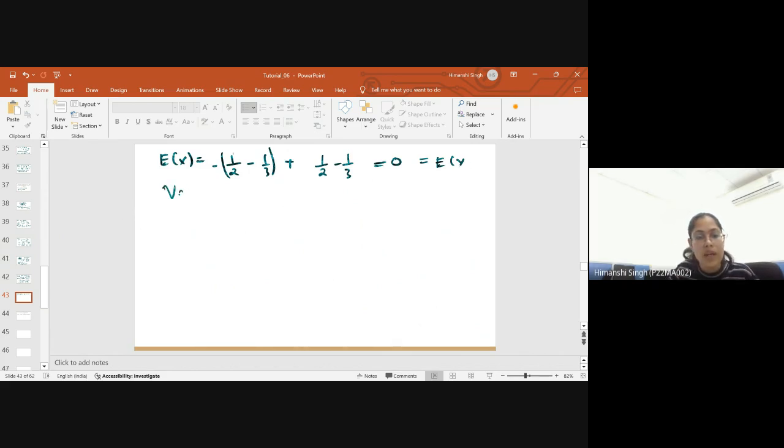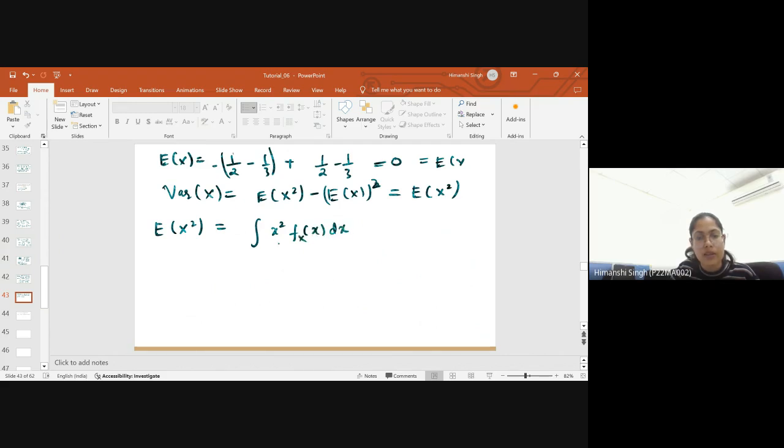Now we need to calculate the variance of x. It will be the expected value of x square minus the expected value of x whole square. Since the expected value of x is 0, it will be the expected value of x square only. So we'll calculate the expected value of x square, which will be the integral from -1 to 0 of x square f_X(x) dx plus the integral from 0 to 1 of x square f_X(x) dx, which can be calculated.